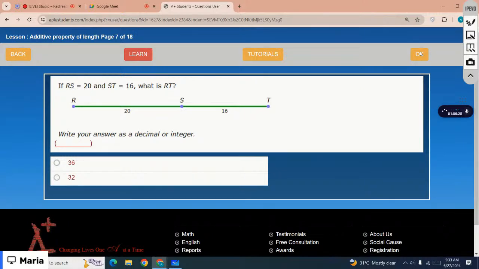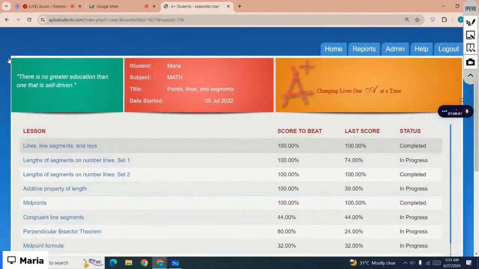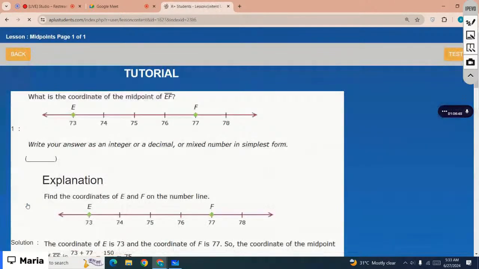Okay, you can complete the lesson by yourself later today. Let me just move on to the next lesson. And the next lesson is midpoints. Let's just start with the next lesson. Okay, so now we're going to calculate the midpoints of the lines, right? Let's just start with the first example.